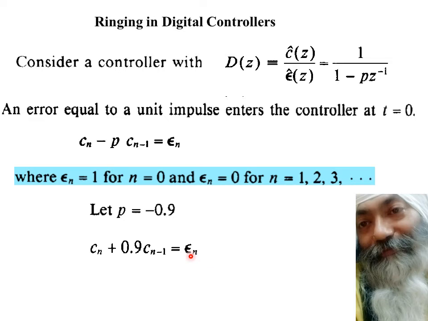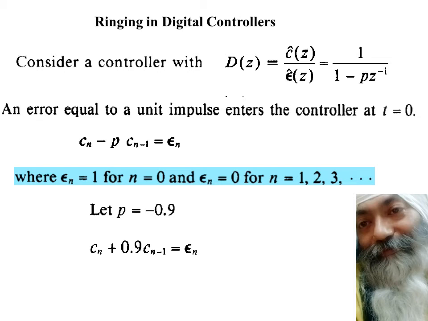Now once this is over, we go to the next step. This Cn in the next step will become Cn minus 1. In the next step, the value of epsilon is 0, and we put the value of Cn minus 1 as 1, as determined from the previous step. From there, we get the value of Cn as minus 0.9. Then subsequently, this minus 0.9 in the next step will become Cn minus 1.